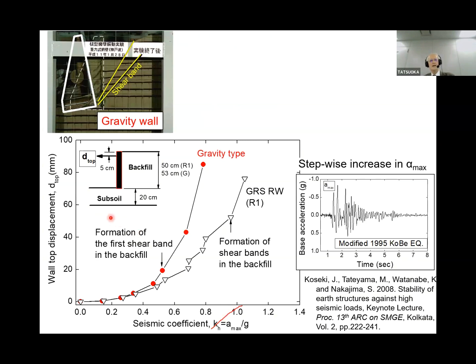So this is the results. These seismic loads were applied, increasing the amplitude step by step, like this. This is the displacement at the top of the facing. This is the displacement of the gravity type. Collapse at this acceleration, seismic coefficient about 0.6 to 0.8.